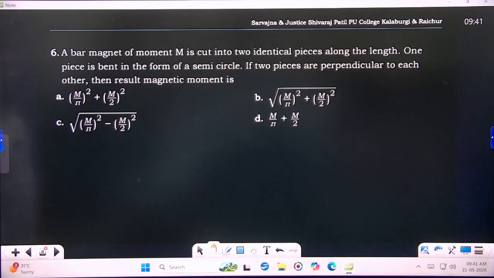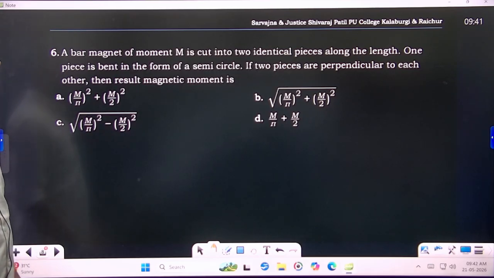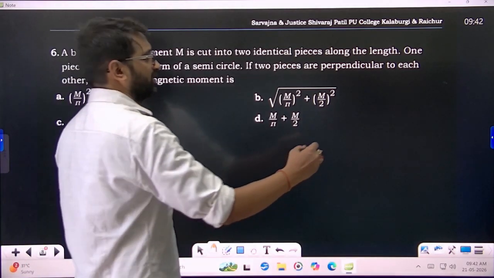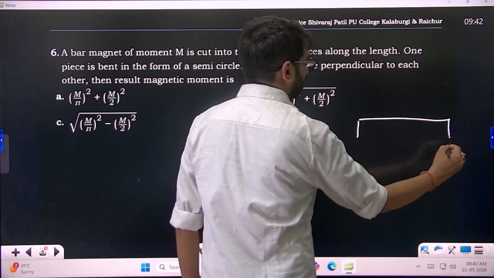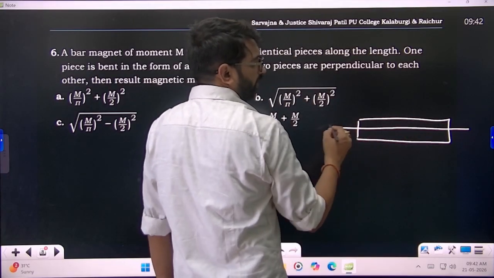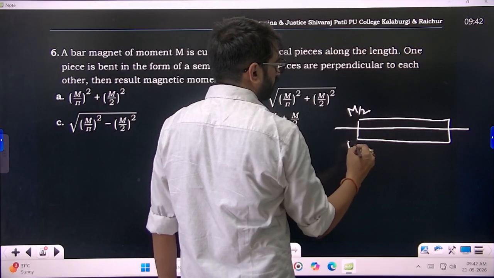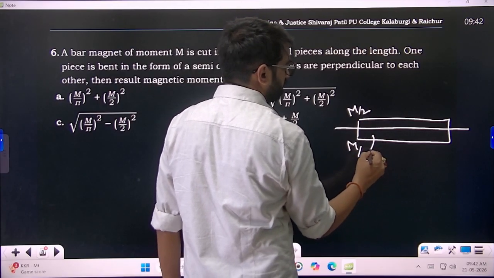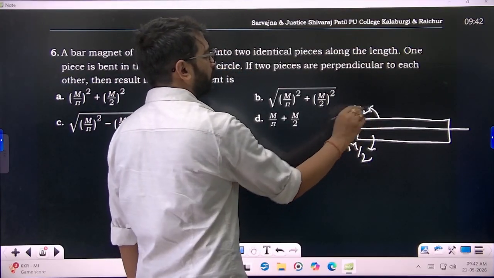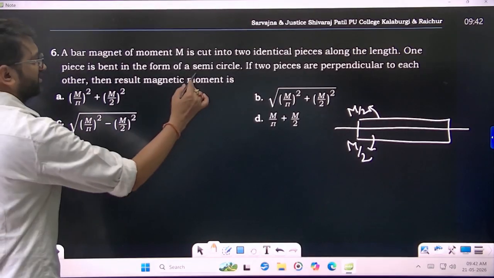So after 2 seconds the induced EMF in the coil is 0. Next, sixth problem. A bar magnet of magnetic moment M is cut into 2 identical pieces along its length. When you cut along its length, its magnetic moment will be M by 2. Its magnetic moment also will be M by 2. 2 pieces you got. Now one piece is bent into the form of a semicircle.